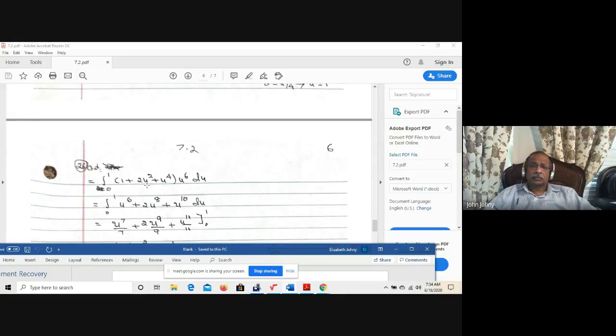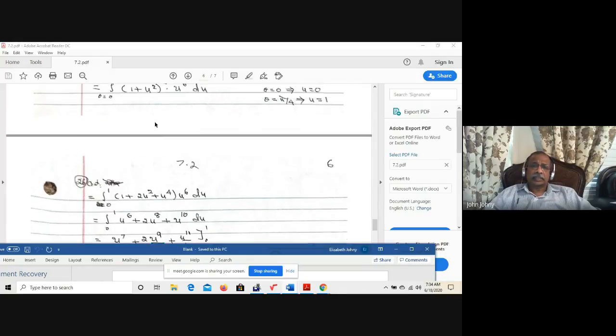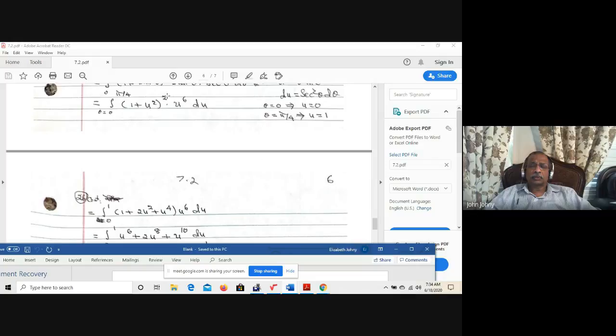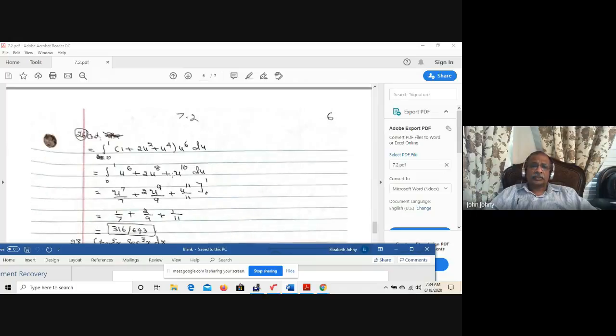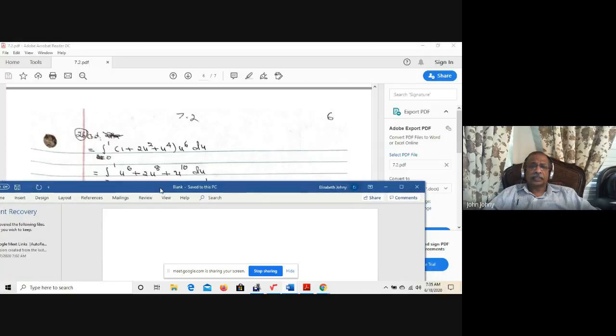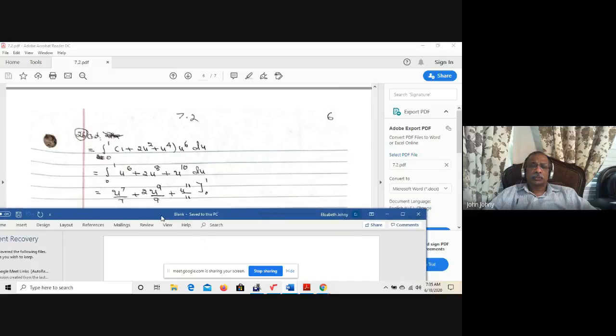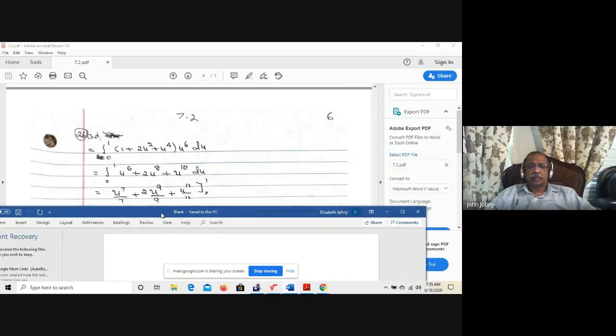1 plus u square the whole square is 1 plus 2u square plus u to the 4, times u to the 6. So that is, distribute, u to the 6 plus 2u to the 8 plus u to the 10 du. Apply the power rule. U to the 7 over 7 plus 2 times u to the 9 over 9 plus u to the 11 over 11. Substitute the limit for u.